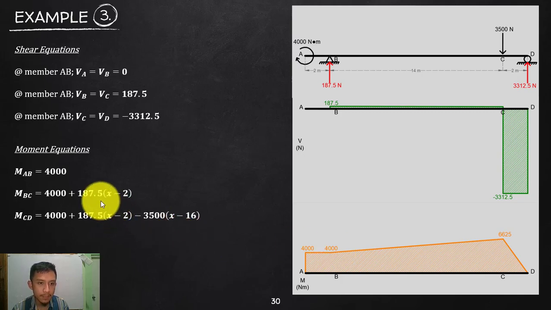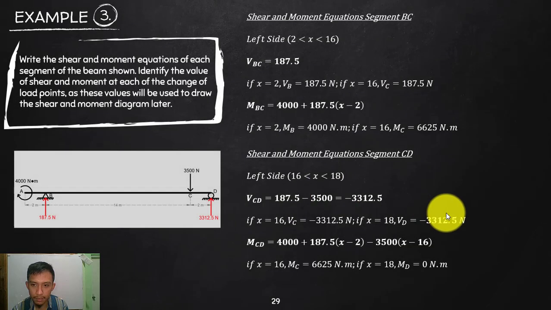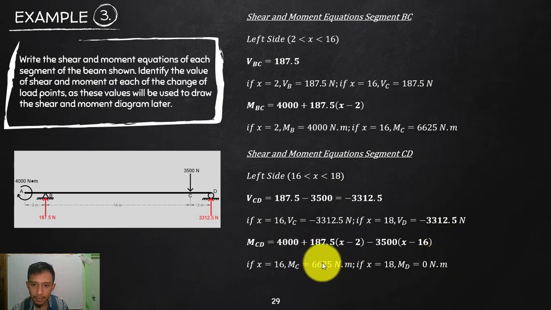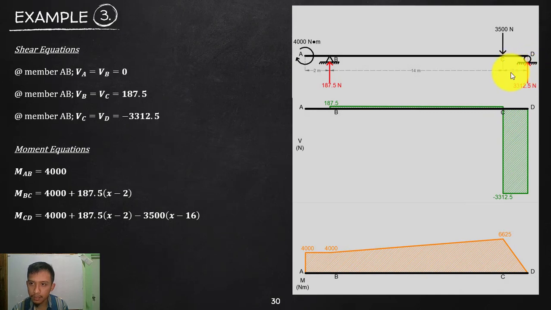And then substitute at x equals, okay, from A going to C is 16. Substitute 16 here. You will end up here with 6625, which we solved a while ago. 6625. Okay. And then finally, using your equation CD, substitute 16 from A. That will give us still 6625. And then finally, substitute 18. That is your point D. Okay, so 16 plus 2 is 18. Substitute that in your equation, will definitely give us 0. Since that is a simple support, so no moment at this point.